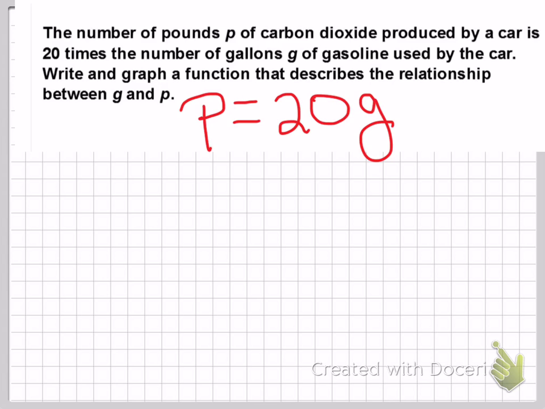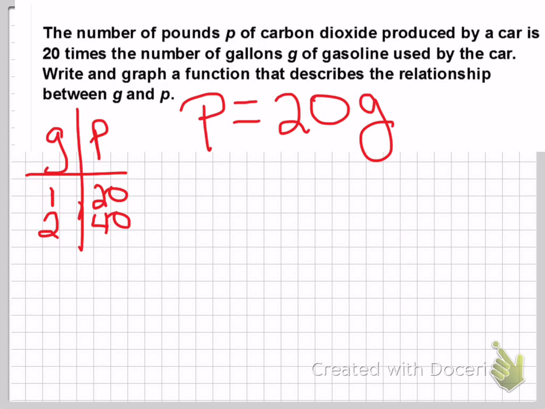I can make a little input-output table. This time our input is going to be G and our output is going to be P. So if I use 1 gallon, the output is going to be 20. If I put a 2, my output is going to be 40. If I use a 3, my output is going to be 60. And then we can graph that.